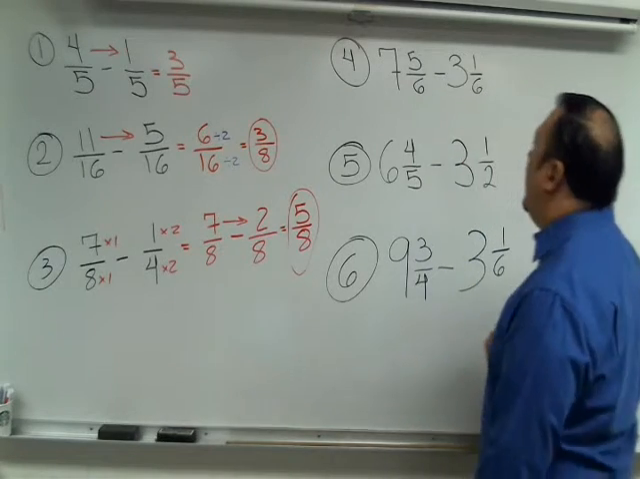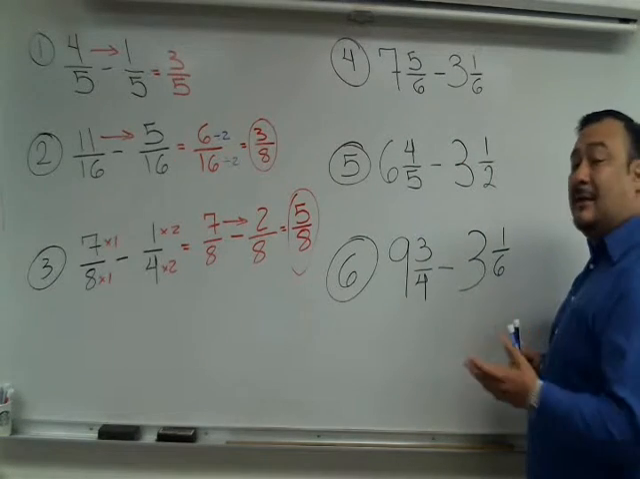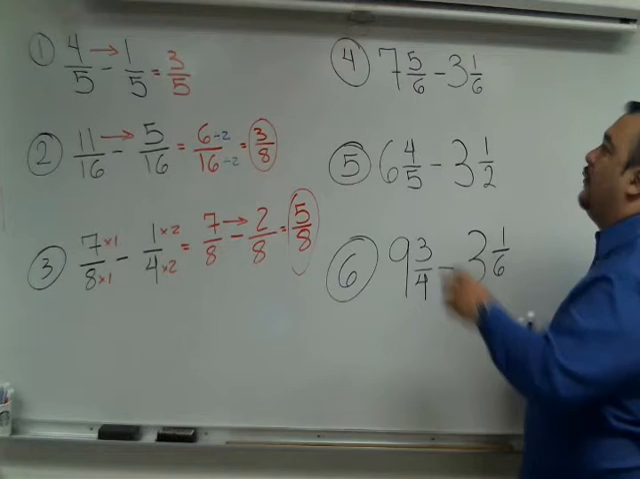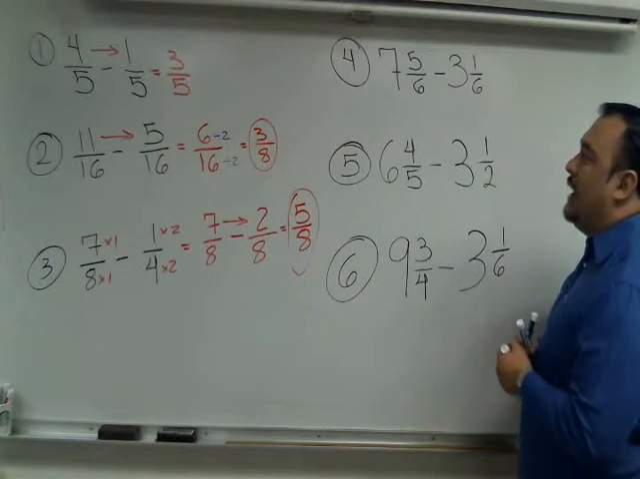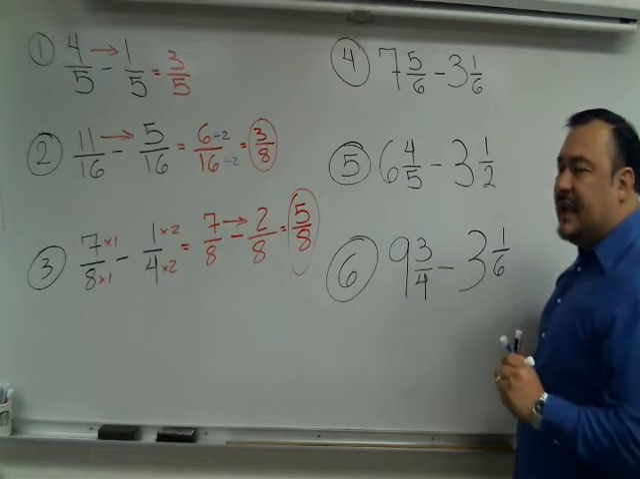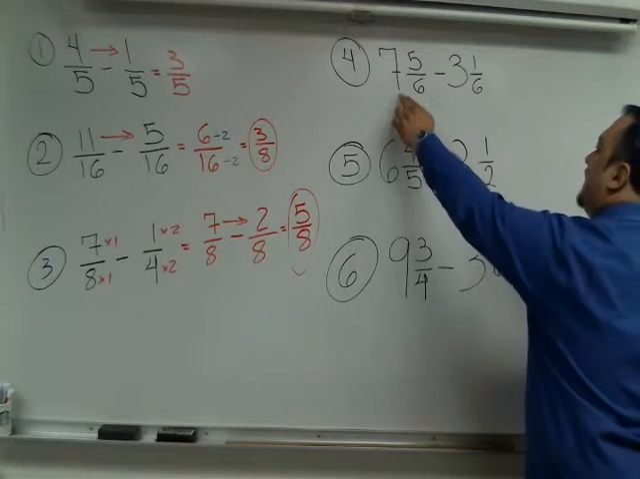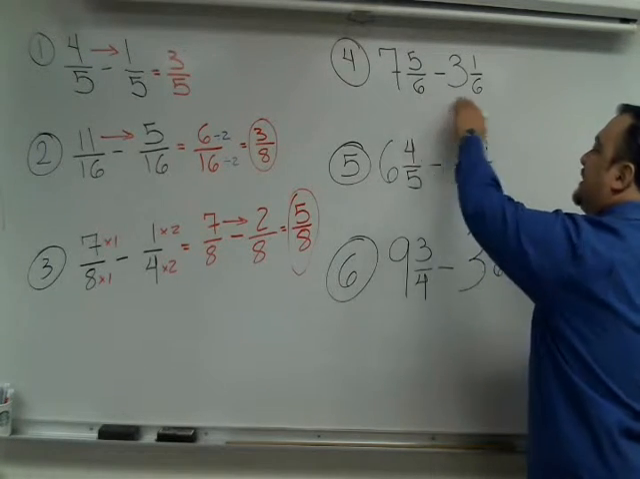Example number 4. In example number 4, we have mixed numbers, and we already have a common denominator. So we don't have to worry about that, and we go ahead and do the subtraction. Just like in addition, we can subtract the whole numbers with the whole numbers and the fractions with the fractions.